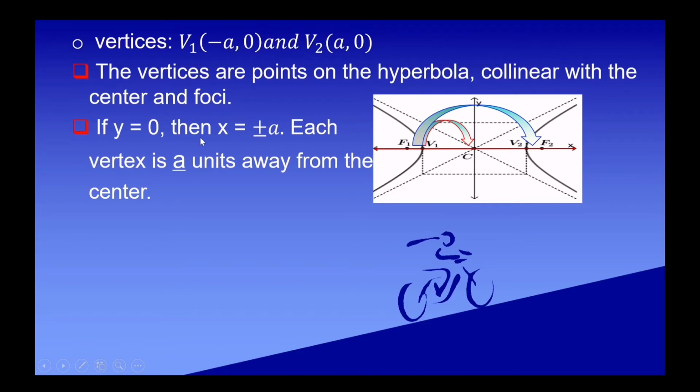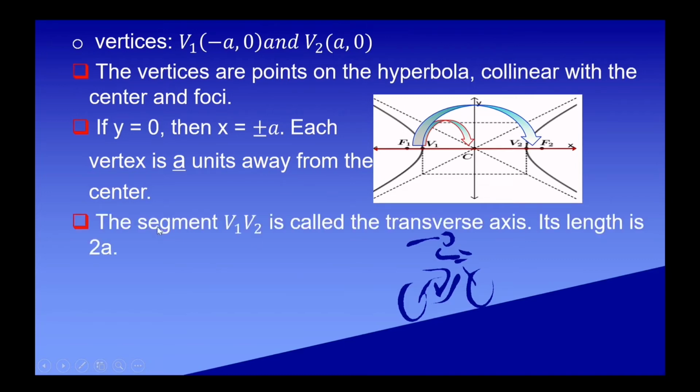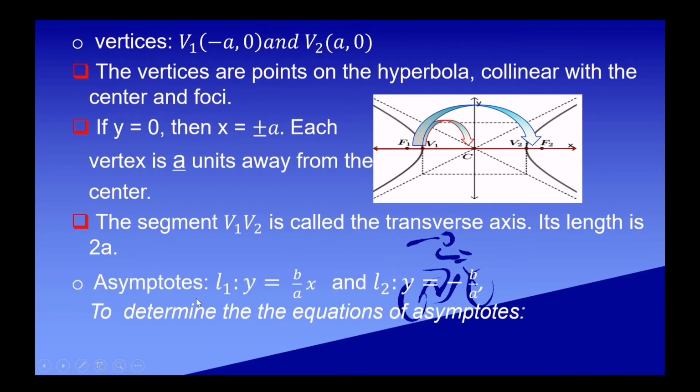If y is equal to 0, then x is equal to positive or negative a. Its vertex is a units away from the center. Then the segment B1 B2 is called the transverse axis. Its length is 2a. So meron na yung dalawa dyan, B1 to B2. Since B1 to the center is a units away, then the other side is a also.